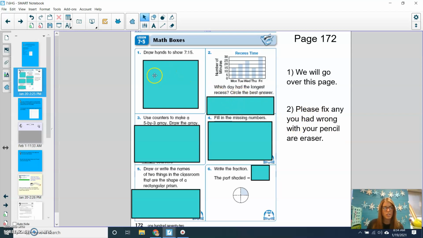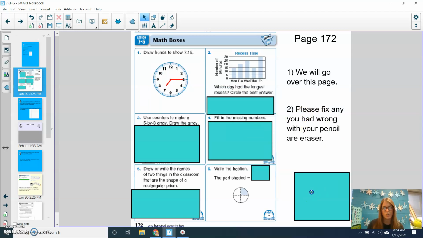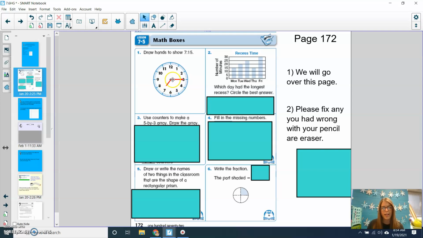For our first question, number 1, draw hands to show 7:15. You can see how my shorter hand, my hour hand, is just a little bit past the 7, and then my minute hand, the longer hand, is pointing to the 3 to show 15 minutes. For question number 2, which day had the longest recess? Circle the best answer. I can see that Friday had the tallest bar, showing that it had 30 minutes of recess. So my choice is B, Friday.